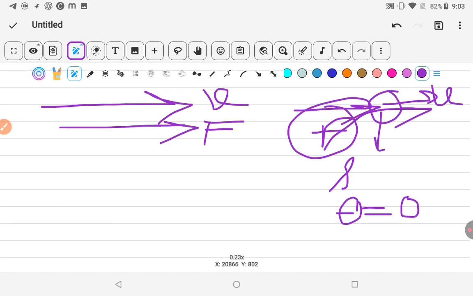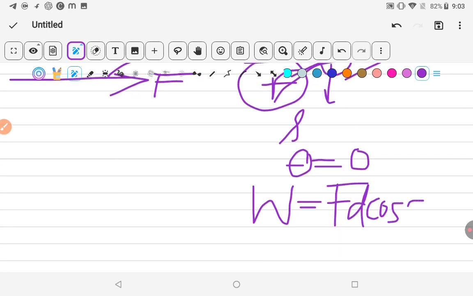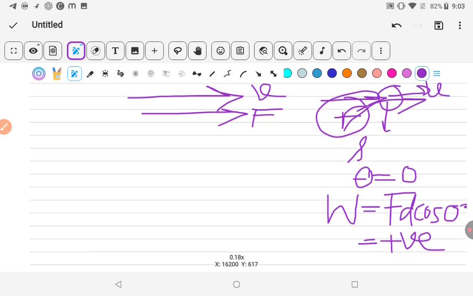And because theta is 0, we will say that, in 10th class we learned this formula, work equals F s cos theta. So cos 0 degrees gives a positive value, so positive work is being done here. Okay, this was case 1.